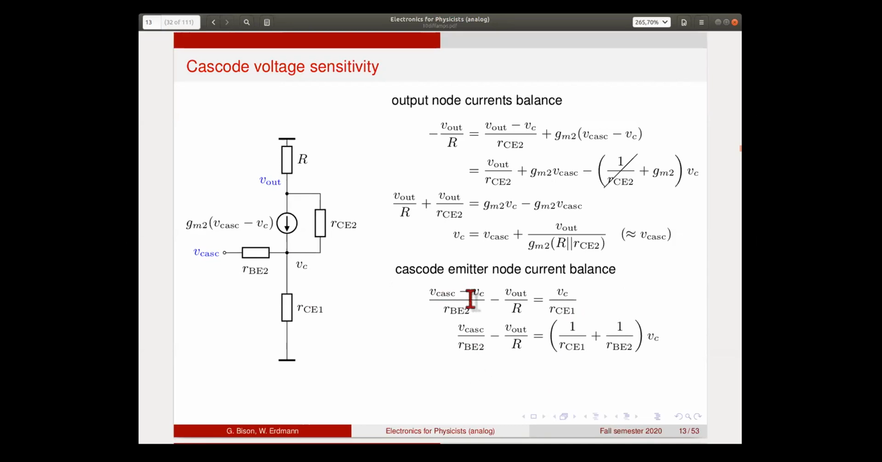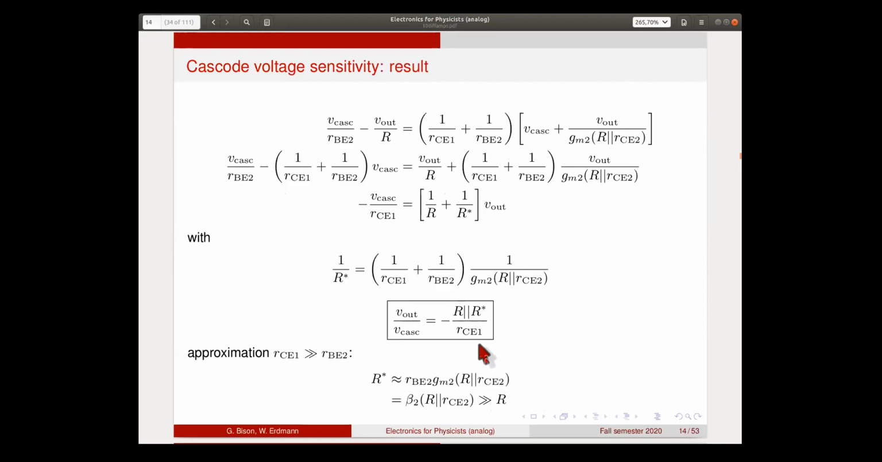Again, rearrange terms slightly, bring the two VC terms on the other side. So now we have here V cascode over RBE2 minus V out over R, and this is like the parallel of RCE1 and RBE2 multiplied by VC. And here we can now plug in the VC that we have here. This way we eliminated VC. This now again contains only V cascode and V out. And then we have an equation that contains only the voltages that we're looking for, which is repeated here now.